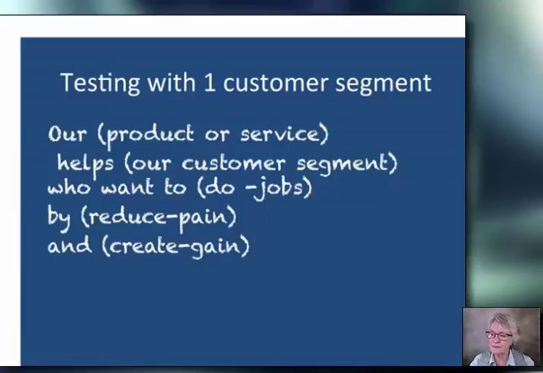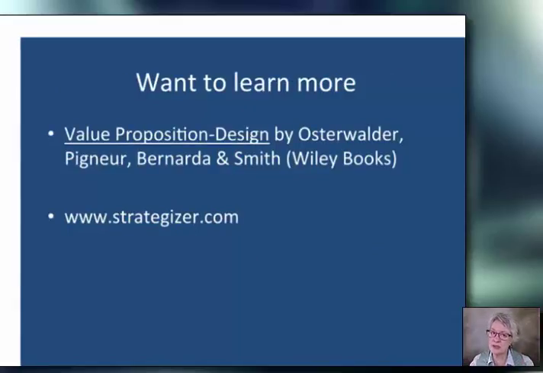So how do we do that? Here's the test, and we'll do this in class, and it'll be part of what you write. The test is, our product or service helps our specific customer segment who wants to by reducing their pain and creating a gain. And so the value proposition becomes this statement tied to that specific target segment. So that's what this deep learning is about. And what I'm hoping you'll be able to do is go out and interview your customers.